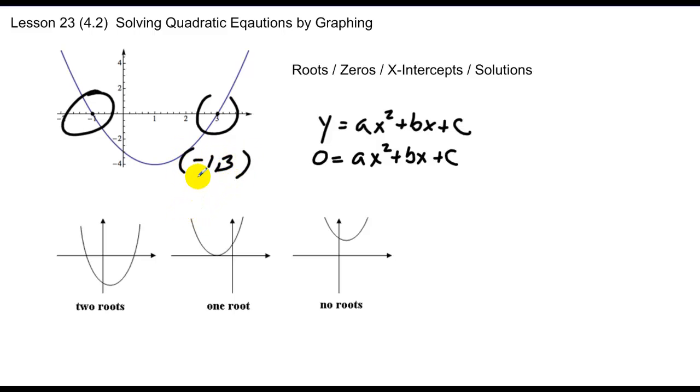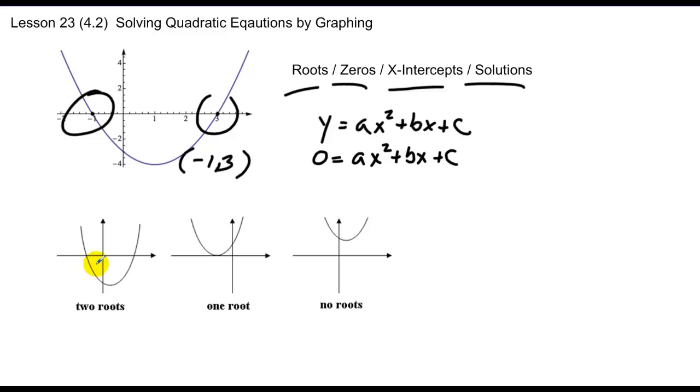Now, solutions to quadratics are called a bunch of different things. They'll call them x-intercepts, they'll call them solutions, sometimes they'll call them zeros, and sometimes they'll call them roots. So if you hear any of those words, they basically want you to solve the quadratic, set y equal to 0, and go.